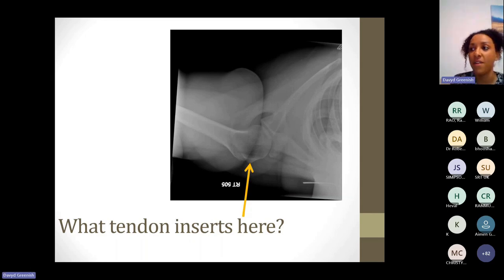What tendon inserts here? Feel free to post in the chat if any of these questions you think you know the answer to, or just have a think in your own time about what inserts there. Give it a second, see if anything comes through. Got lots of correct answers and thumbs up, which is good. Right, I'll move on for time, but the tendon that inserts here is the subscapularis tendon.